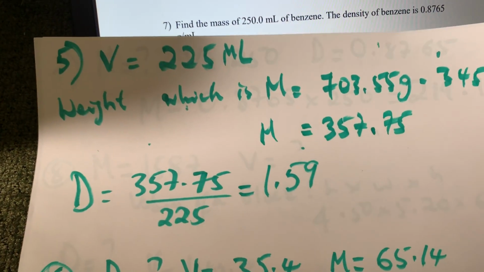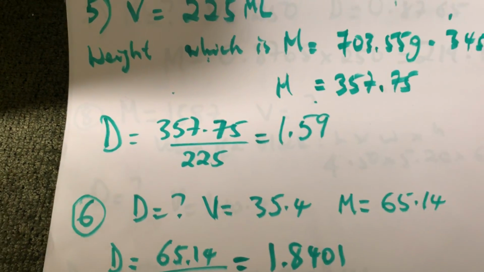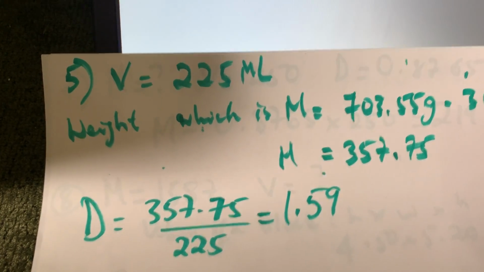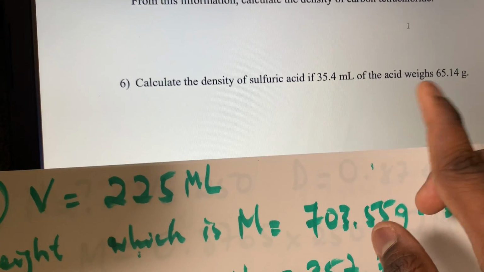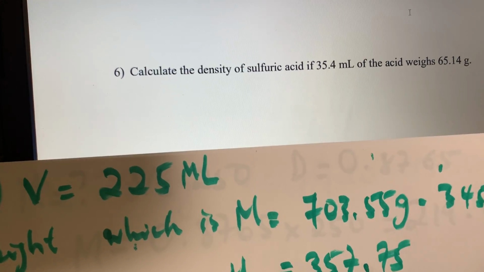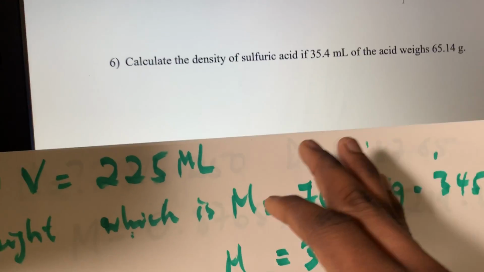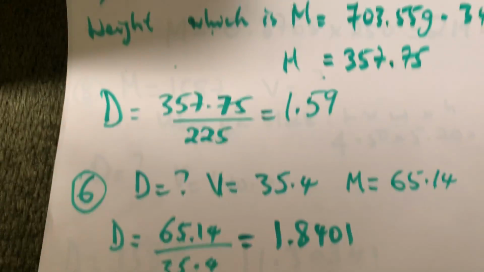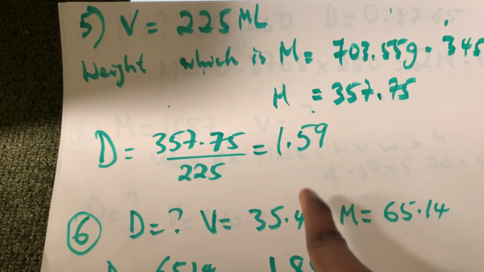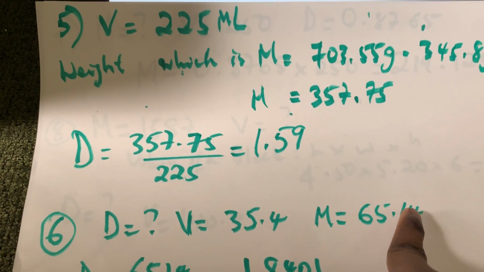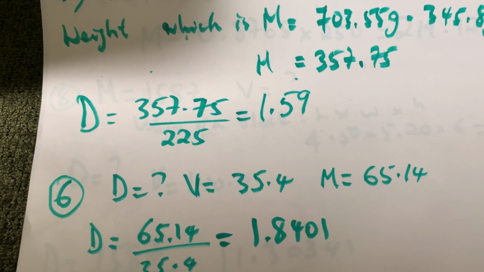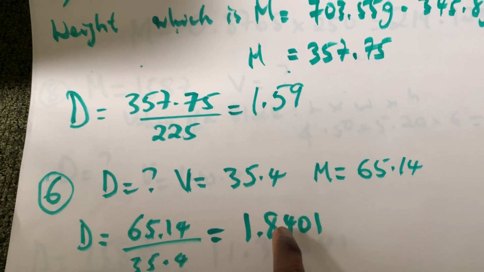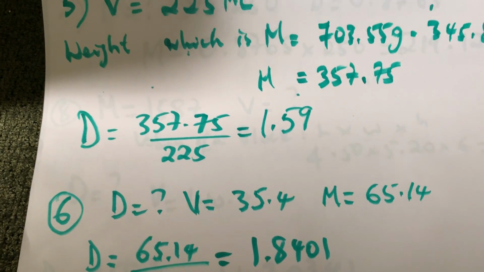Okay. So number 6 says: calculate the density of sulfuric acid if 35.4 milliliter of the acid weighs 65.14 gram. So, basic problem, they're asking us for density, and we know the formula: density equals mass over volume. We know the volume, which is 35.4. We know the mass, which is 65.14, right? So to find the density, we use mass divided by volume, and then we get this number. Hope it makes sense.